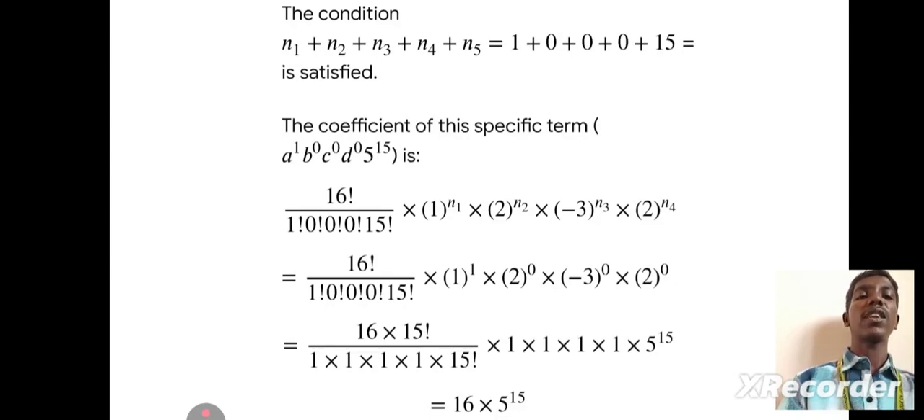0 into minus 3 power 0 into 2 power 0, that equals 16 into 15 factorial by 1 into 1 into 1 into 1 into 15 factorial into 1 into 1 into 1 into 5 power 15, that equals 16 into 5 power 15.